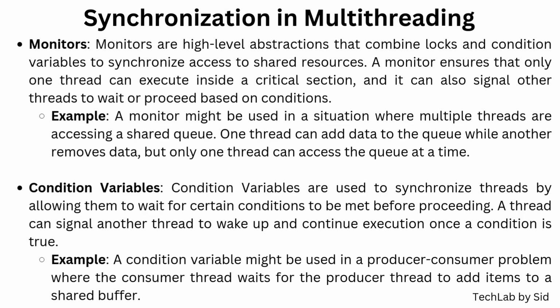Condition variables allow threads to wait for specific conditions to be met before continuing execution. A thread can signal another thread to wake up and proceed once the condition becomes true. For instance, in the producer-consumer problem, a consumer thread might use a condition variable to wait for the producer thread to add items to a shared buffer before proceeding with its task.